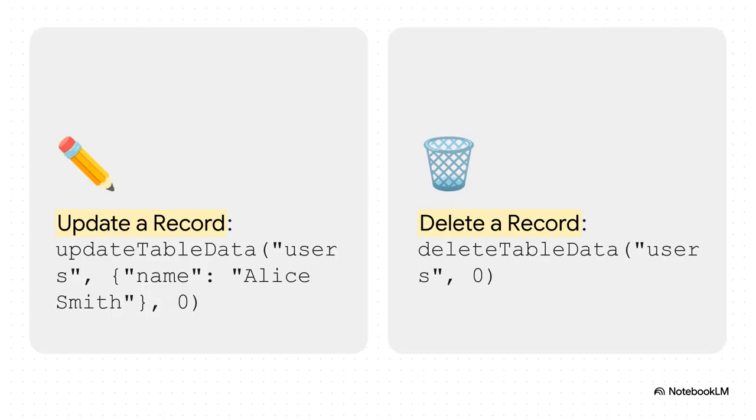Now, this is something I really appreciate: the consistency. Updating and deleting data follow the exact same logic. To update a record, you just provide the new data and the record's index. To delete one, you just need that index. The function names are predictable, the parameters make sense. It just makes the whole library so much easier to learn and use without constantly checking the docs.